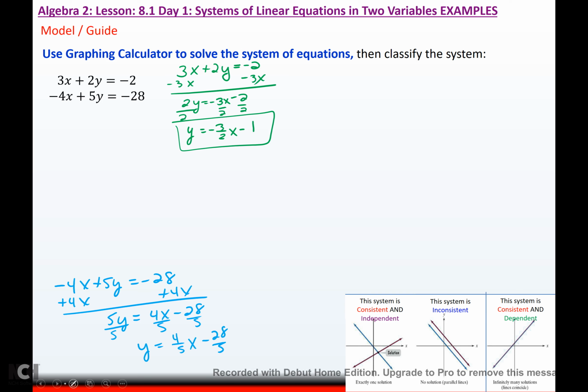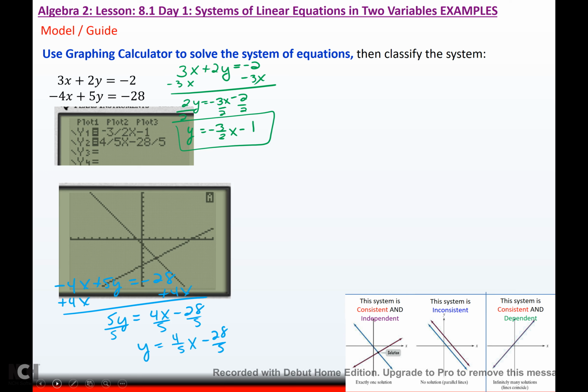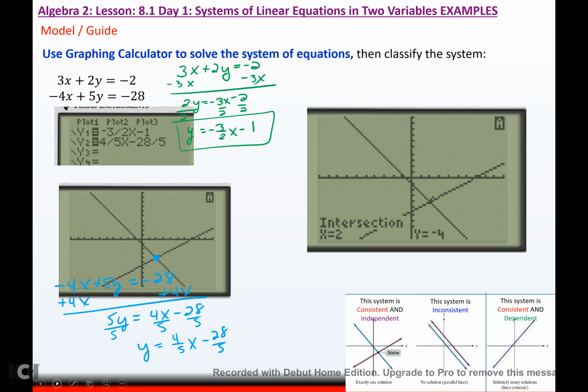So now when I go to my y equals, I type in negative 3 halves x minus 1 and 4/5 x minus 28/5. Hit graph. There's my solution. To calculate it, I'm going to hit second, calc, 5 for intersect, and it shows me my intersection point is at 2, negative 4. So my solution is 2, negative 4.